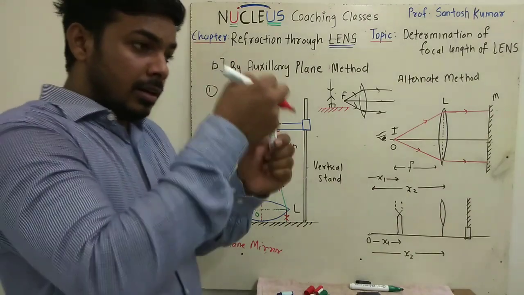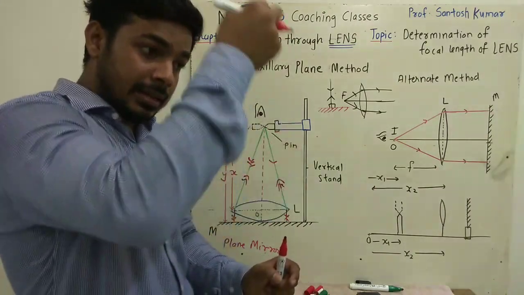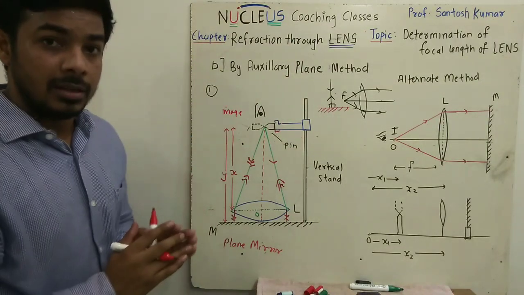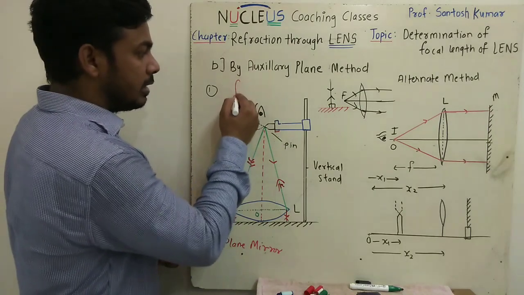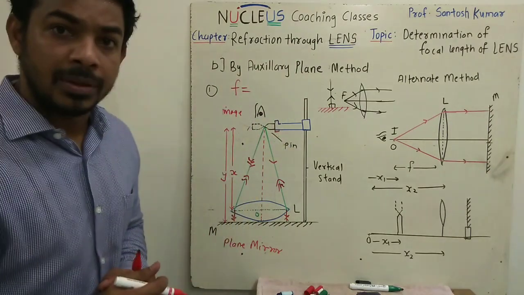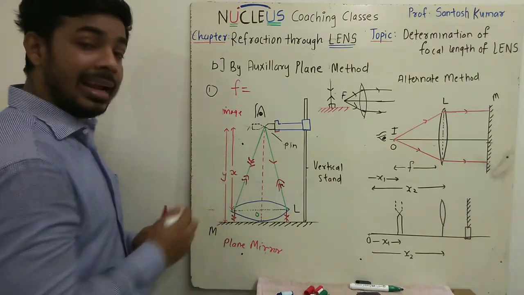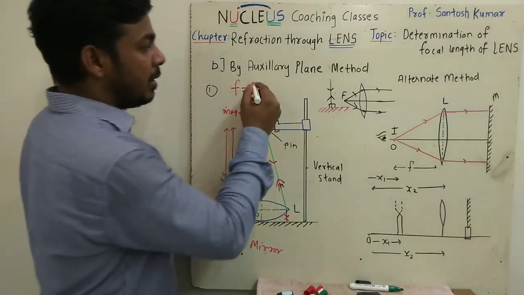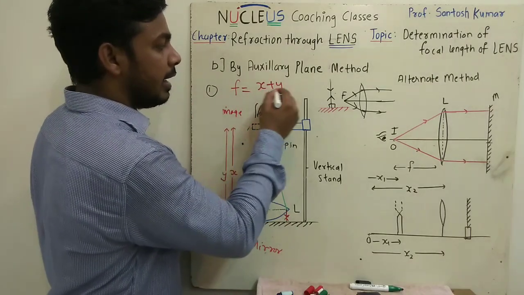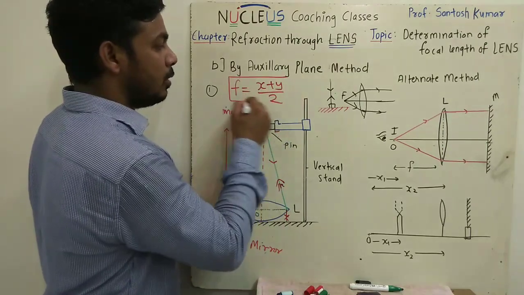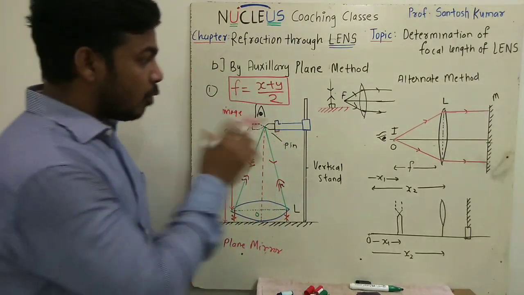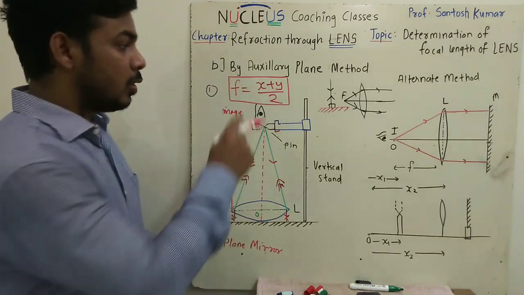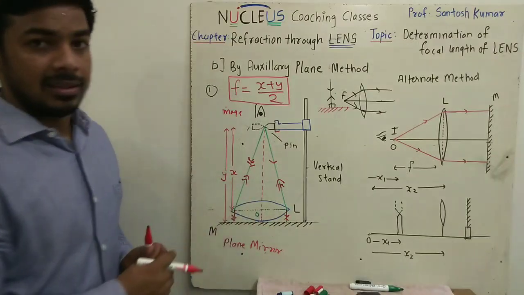Whenever you use a plumb line, the thread on the plumb line is exactly vertical, and using a meter rule. So if I want to calculate the focal length of a lens by the auxiliary plane method, I have measured two distances, y and x, and the average of the two distances will give me the focal length. So remember, the formula for the focal length will be (x plus y) by 2 simply. If I use this method, the focal length of the lens is given by (x plus y) by 2, which is the mean distance of the pin from the mirror and the lens.